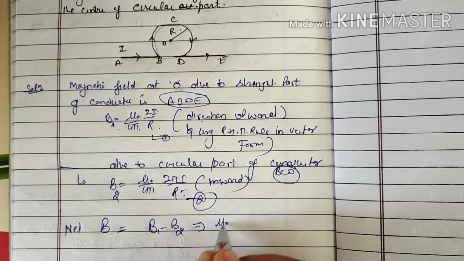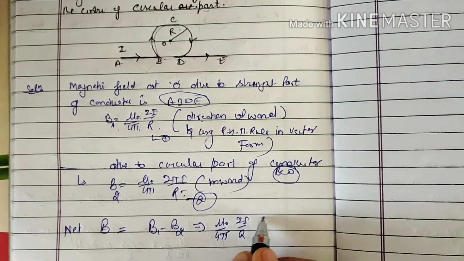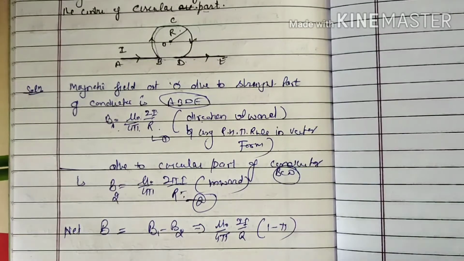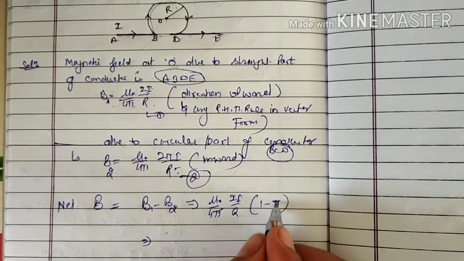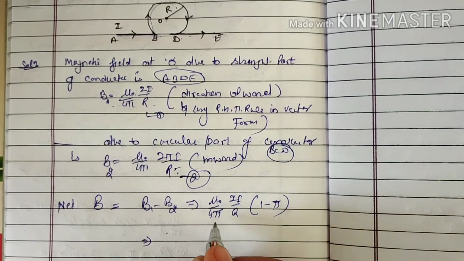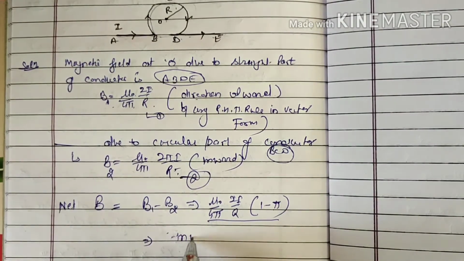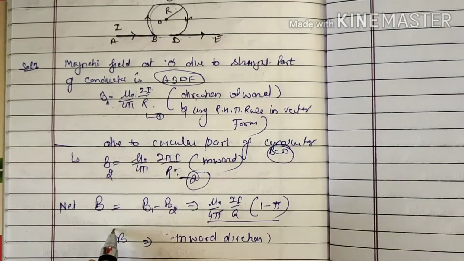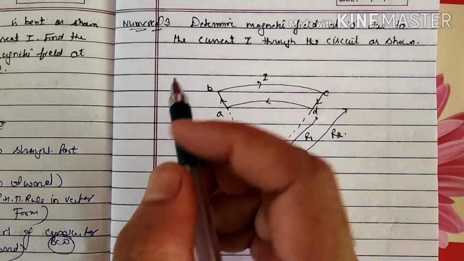and that is equal to mu naught upon 4 pi, 2I upon R, that is common, and we are left with 1 minus pi. And the direction of net magnetic field: the greater value minus this value will be negative, so the net magnetic field is in the inward direction. So this is the solution. Thank you. So we have the next numerical.